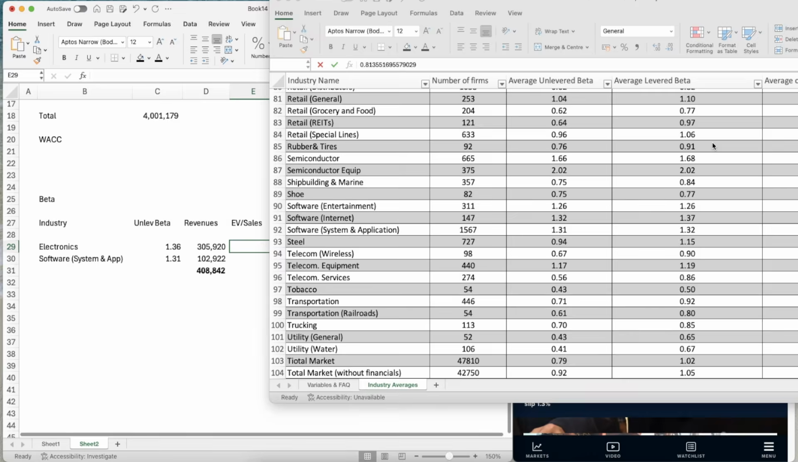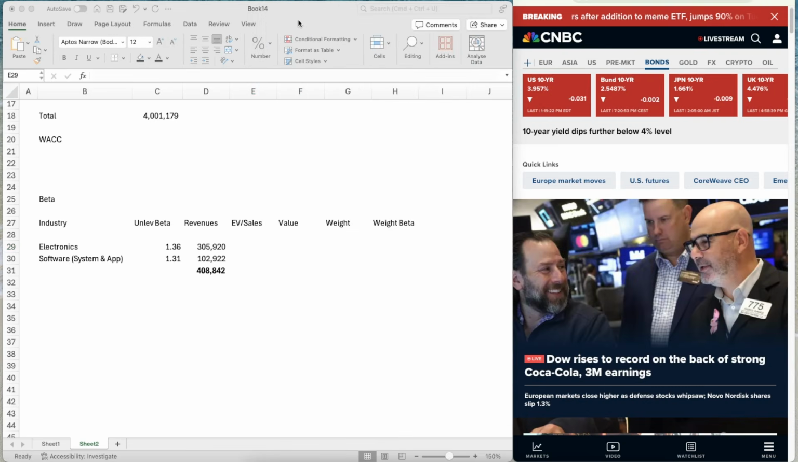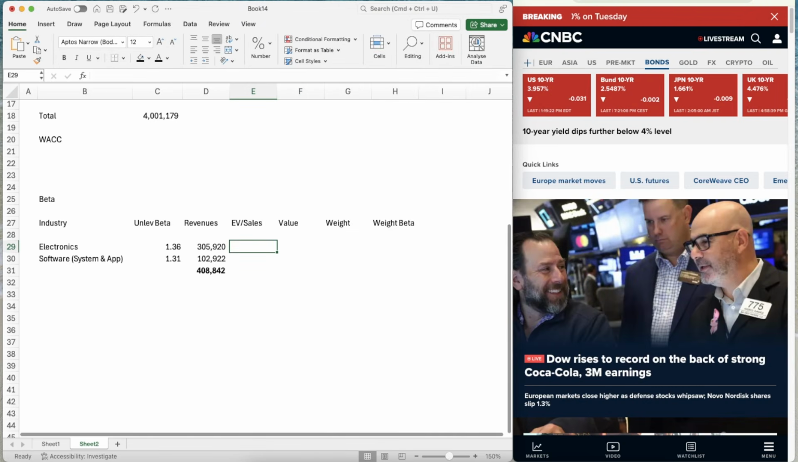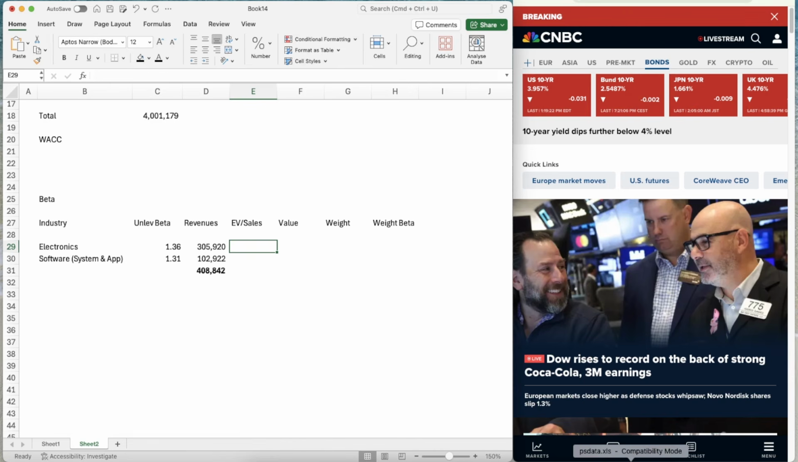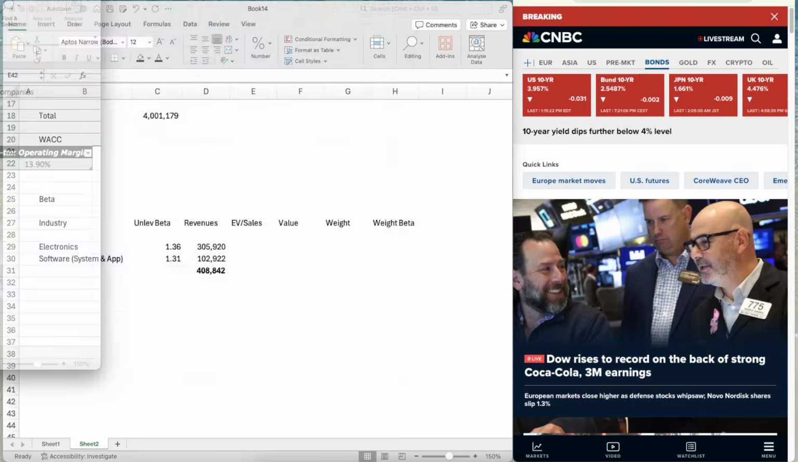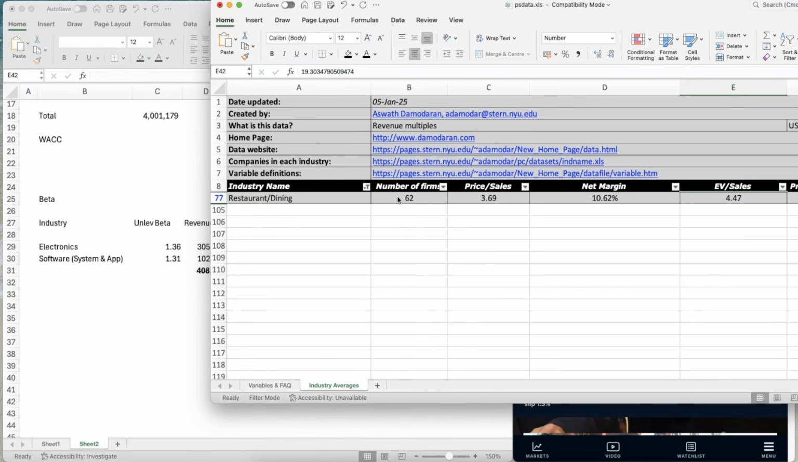Now for the EV to sales, we don't need this sheet anymore. We want our price to sales. We need this column.